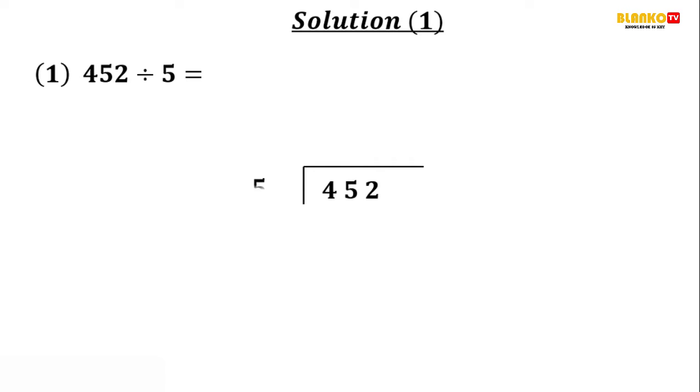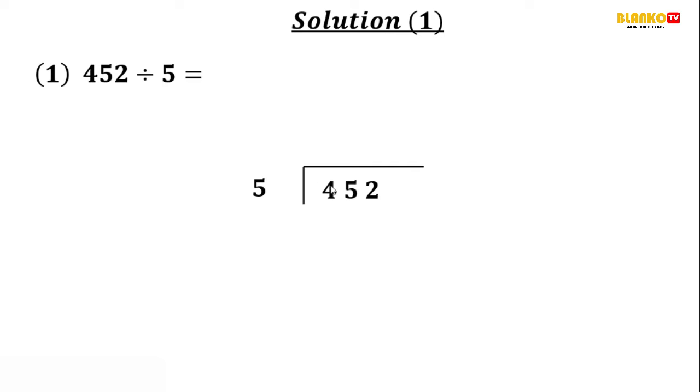So let's start with solution 1, that is question 1. The question is to divide 452 by 5. We draw our long division line. We are dividing 452 by 5. What we do is we take the numbers one after the other, then we find the number of times 5 can go into that particular number.